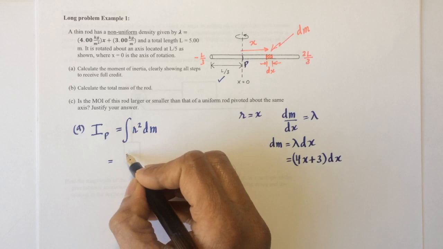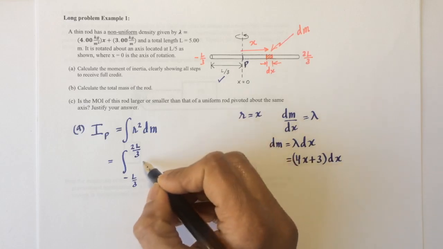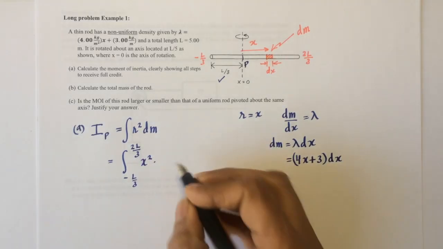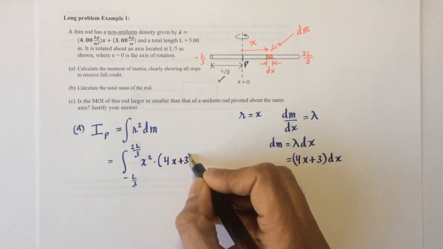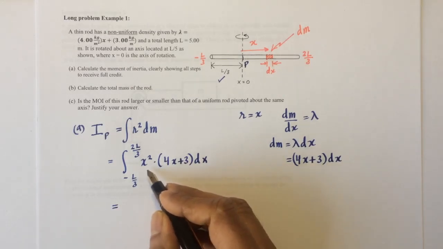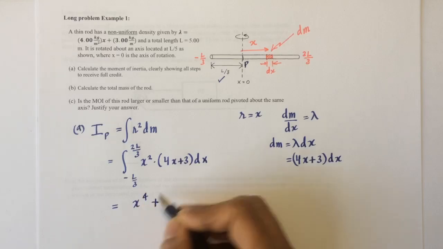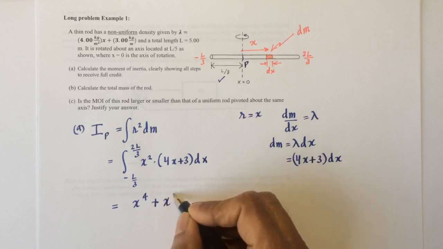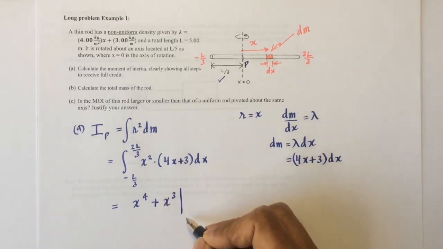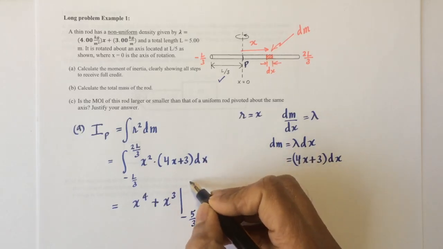Let me substitute. That's going to be the integral from negative L over 3 to positive 2L over 3 of x squared, and for dm, I'll substitute here 4x plus 3 dx. Now this can be worked out. So when I integrate 4x cubed, I get x to the 4. And when I integrate 3x squared, I get x cubed. So that's pretty nice. From negative L over 3, and L over 3 is really negative 5 over 3, to 2 times 5 over 3, which is 10 over 3.